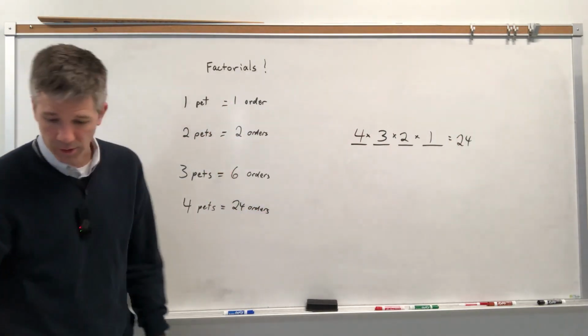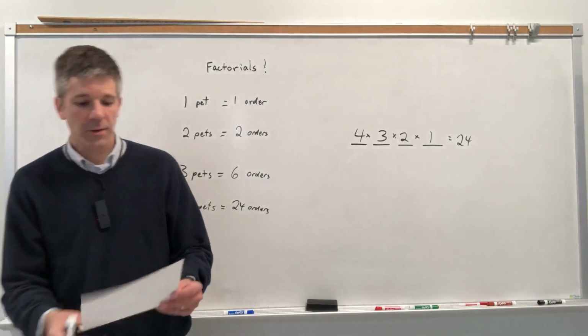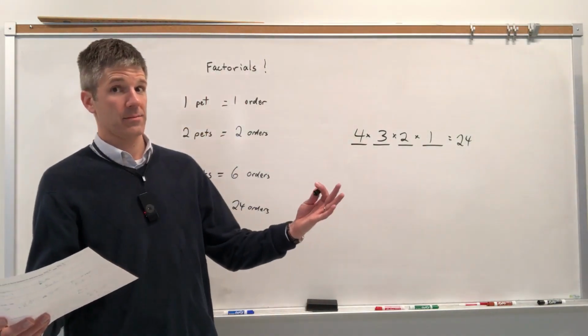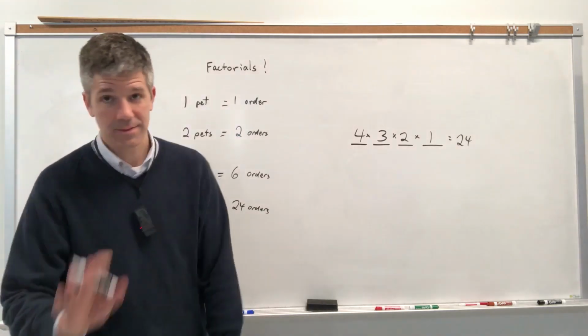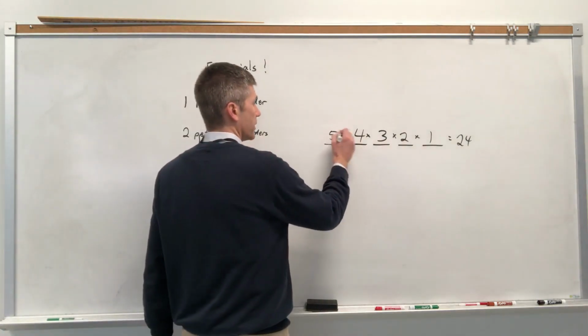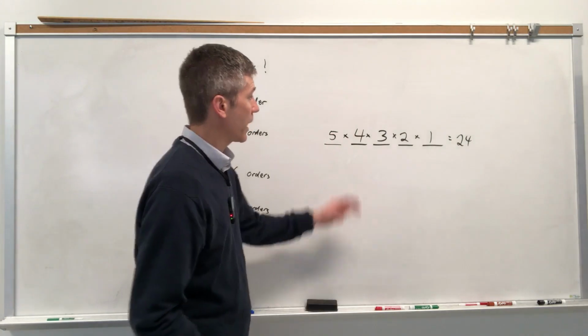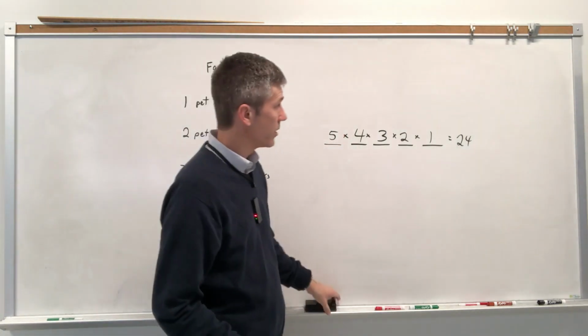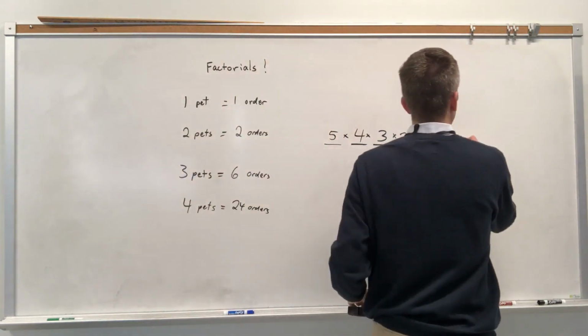Okay, next question. You have 5 pets. If I had 5 pets, we'd do this, and I would have already multiplied by 5. 24 times 5 is 120.